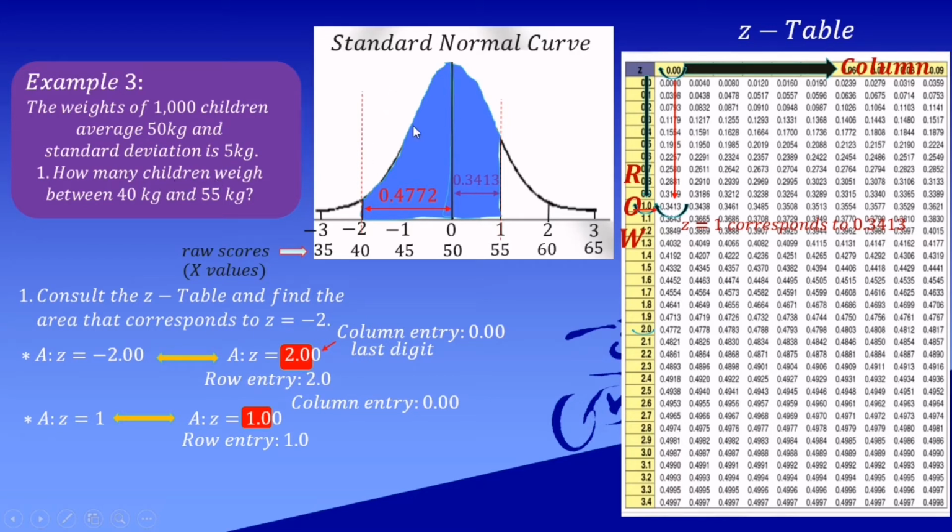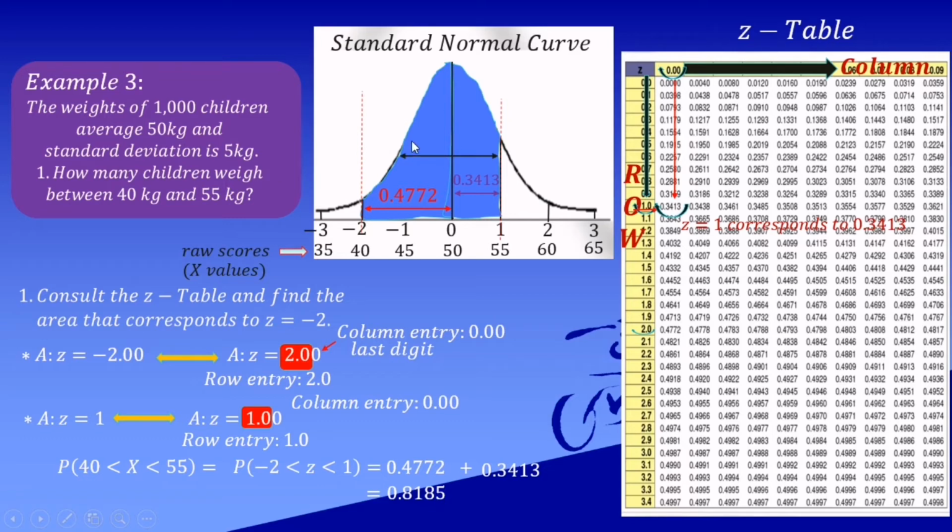To find the area of the children in this shaded region, since we have 1,000 children participants, then using the probability notation, 40 less than x less than 55, and this is equivalently to the z negative 2 less than z less than 1. So between negative 2 and 1. So our first shaded region from 0 to negative 2 is 0.4772. Then, i-add lang natin yung sukat from 0 to 1. That is 0.3413. Then, get the sum.